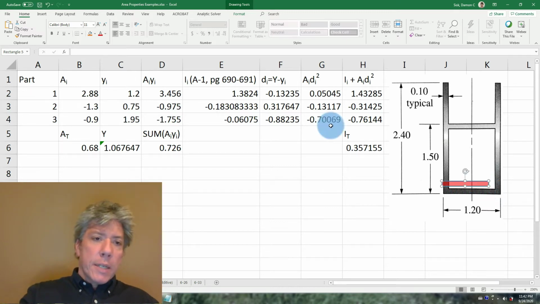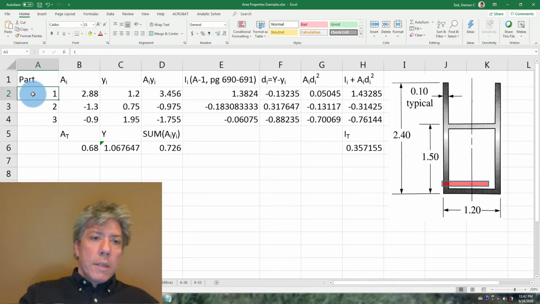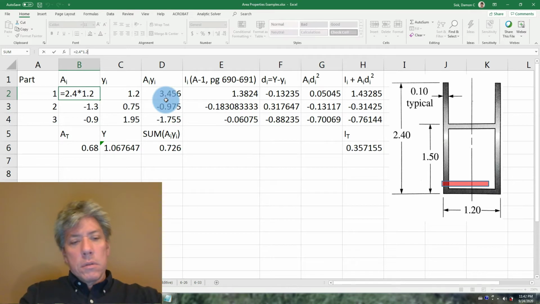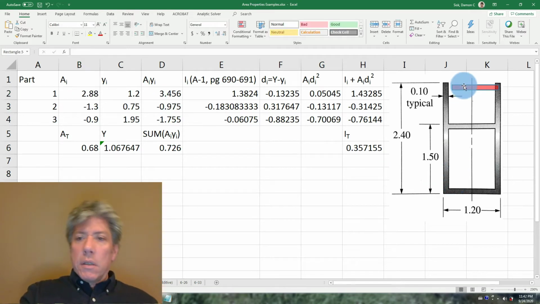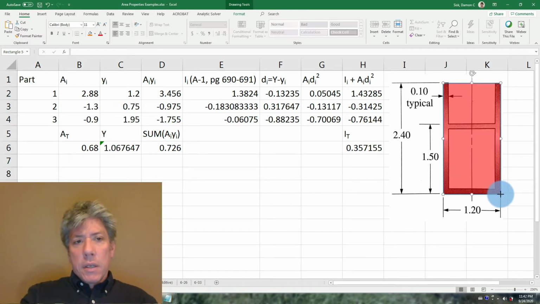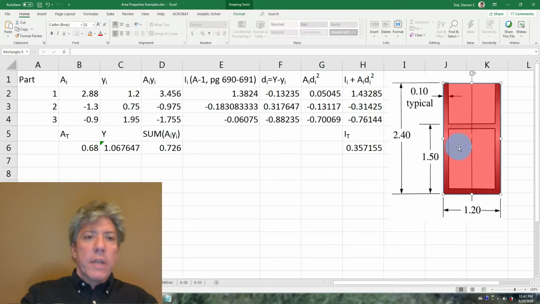Let me show you what I did. Part 1, I chose to take the overall outline. So what am I doing there? Well, I'm taking this rectangle first, and I'm dealing with it. Now you can say, well, wait a second, there's a whole bunch missing out of that rectangle. That's okay, we'll take care of that in a second.